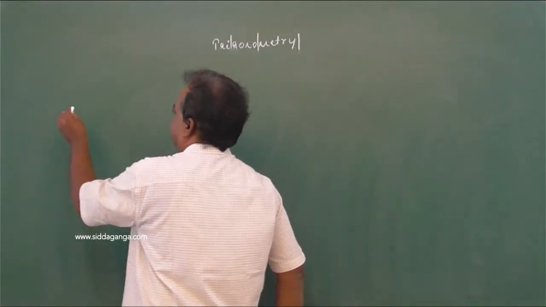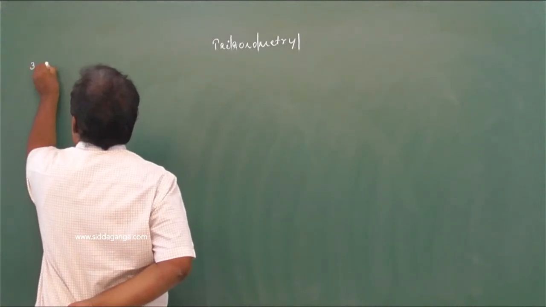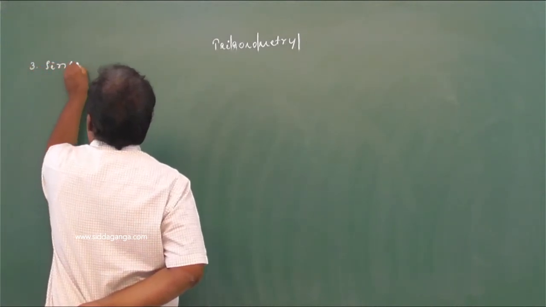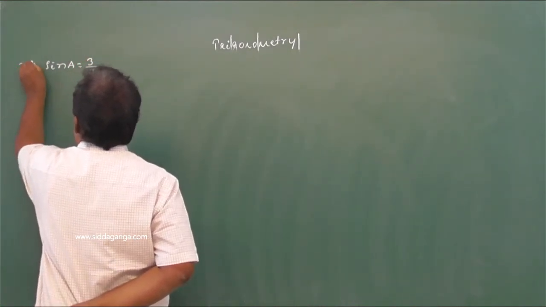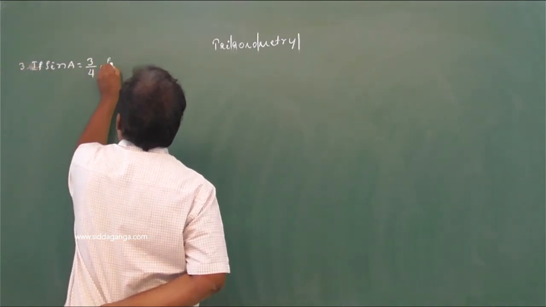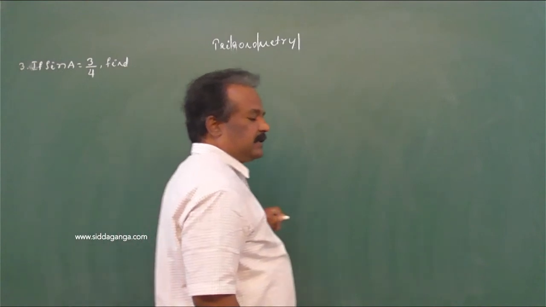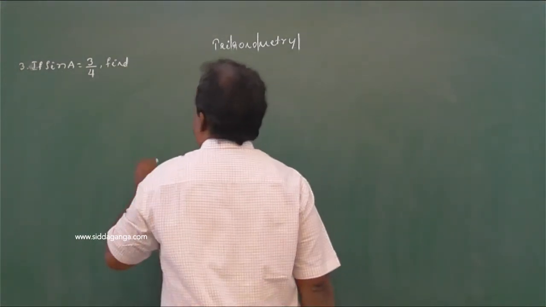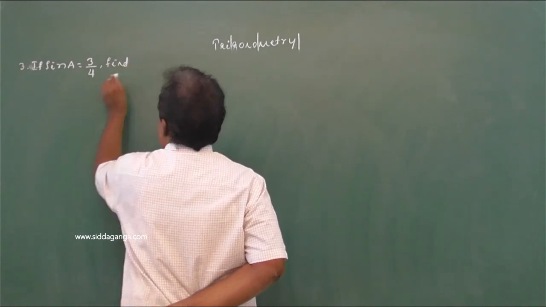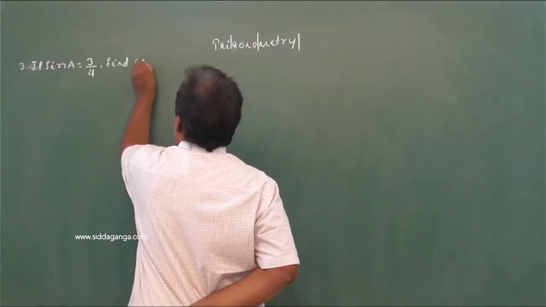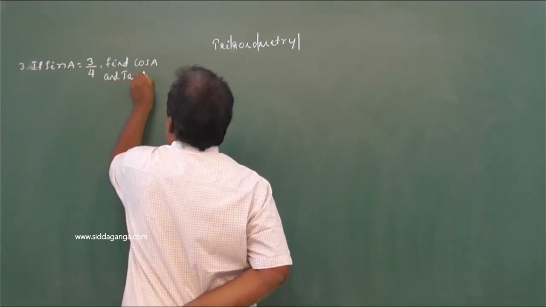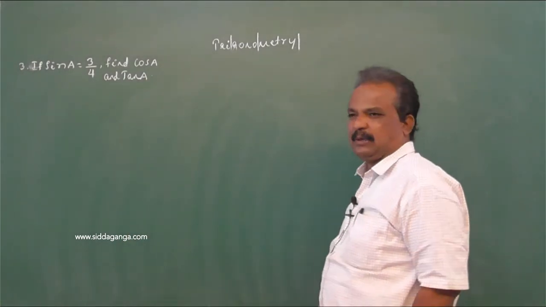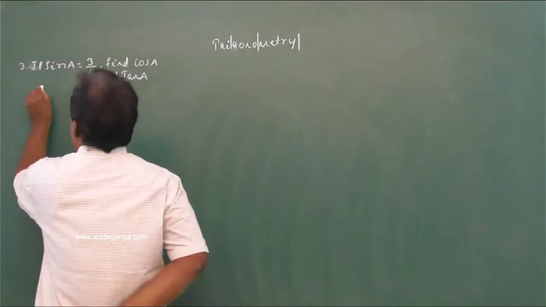Next, if sin A is equal to 3 by 4, find cos A and tan A. Very simple question. Now first you have to write the right angle triangle.